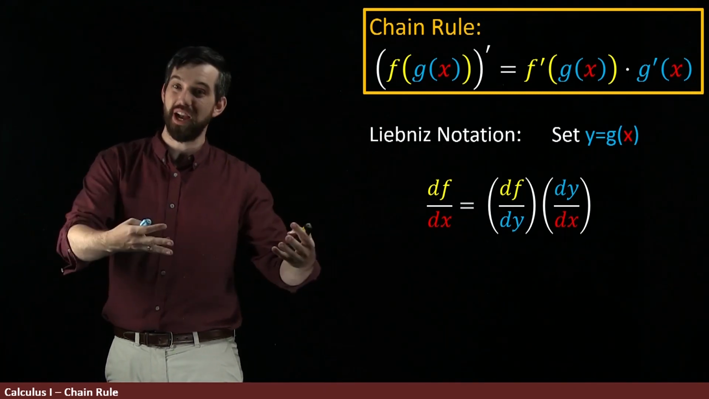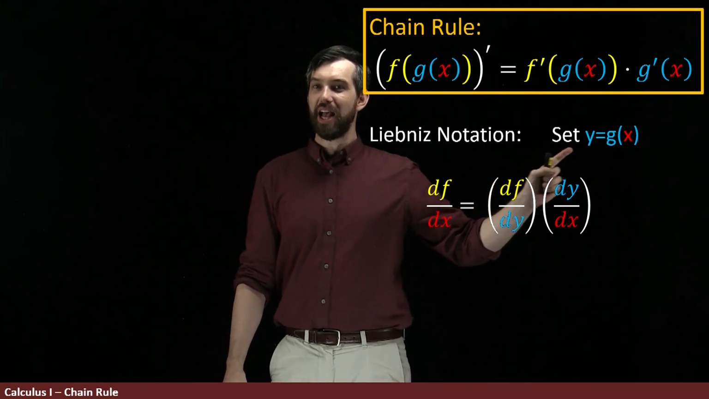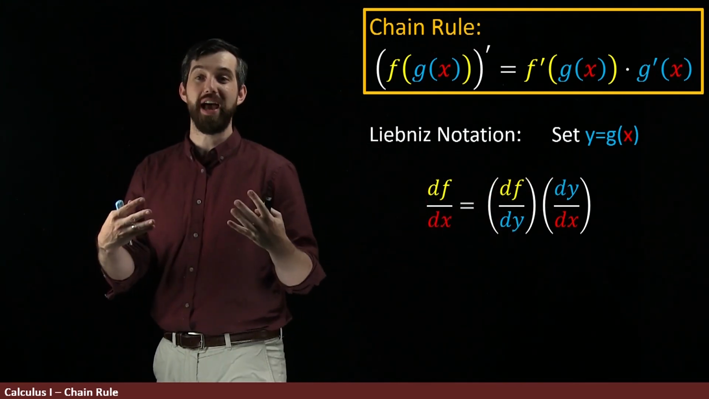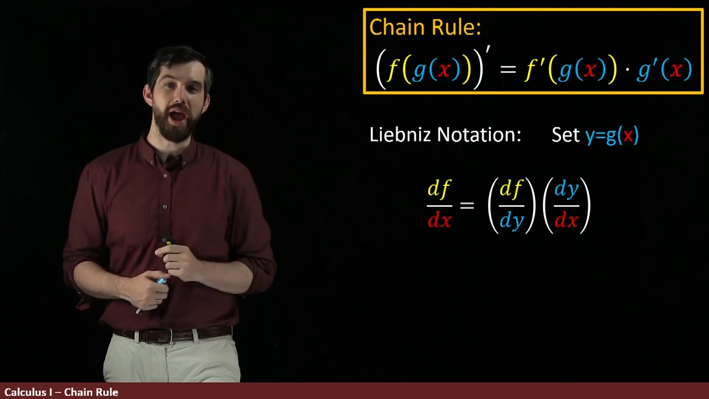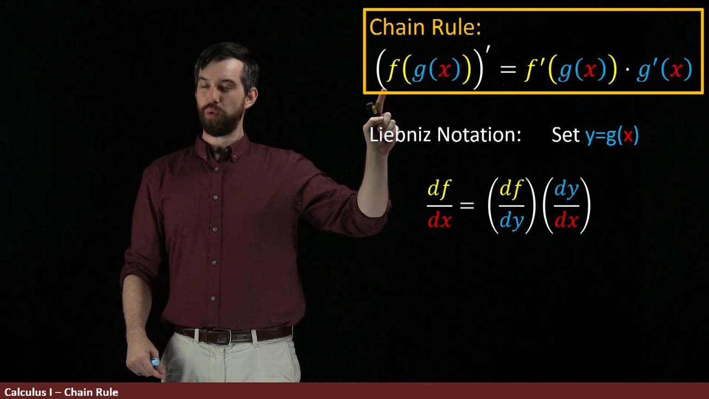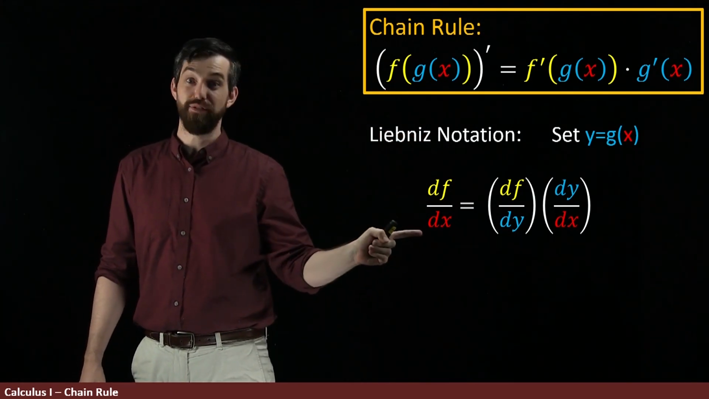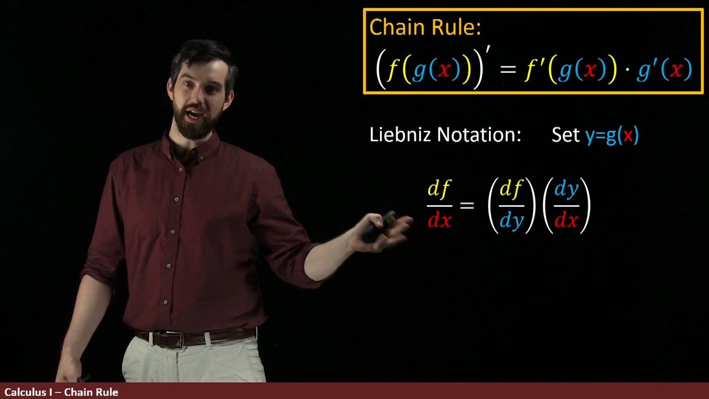You had an inside function and an outside function. So what we're going to do is give that inside function, the g of x, a variable name. We're going to call it y. And then we can translate this entire thing: the derivative of the composition is the derivative of this function f with respect to the variable, the derivative df dx.